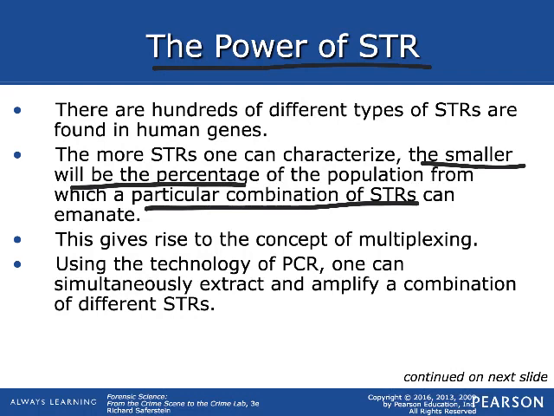Okay, now you can multiplex. So when you're doing PCR, you don't have to do one primer set at a time. You could do 10 at a time, and you can run that data, and you can get lots of data really fast.